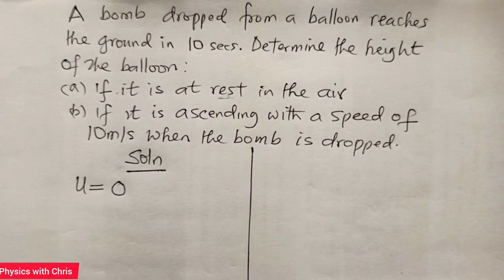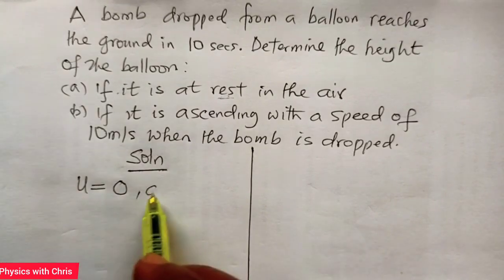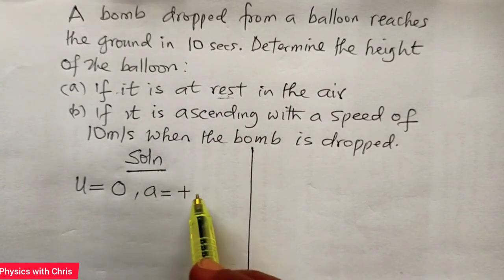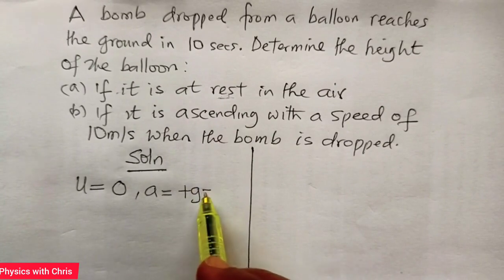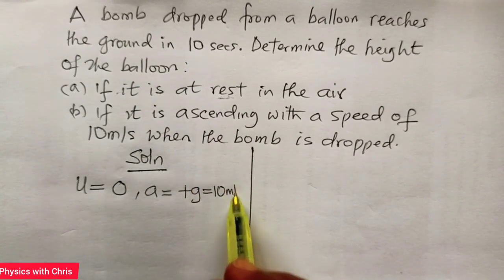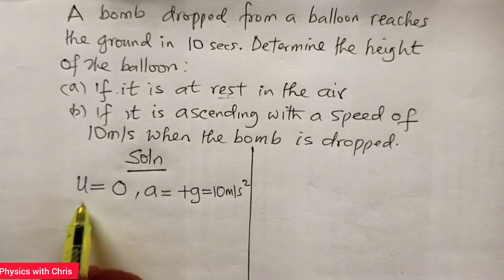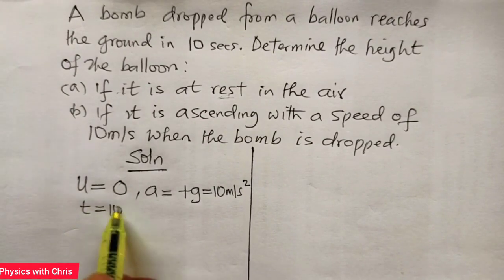Now, of course, we know that the bomb is going to move downwards. It's going to accelerate in the downward direction. I'm going to take the downward direction as positive, so that the acceleration due to gravity is taken as positive g, which is given as 10 meters per second squared. We are told also that the time taken for the bomb to get to the ground from the point of release is 10 seconds.